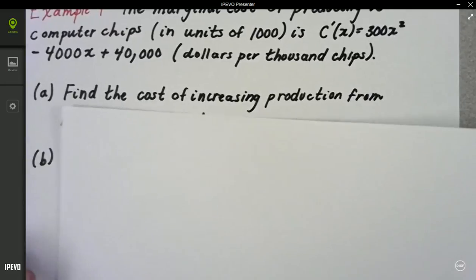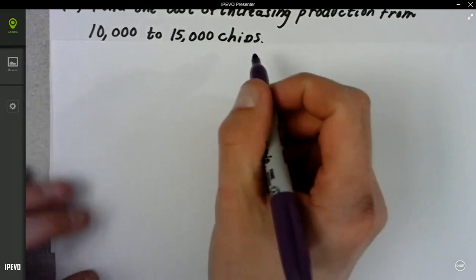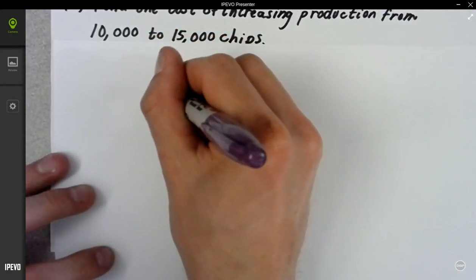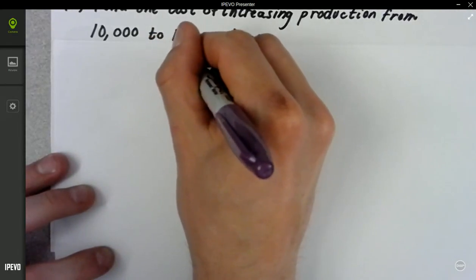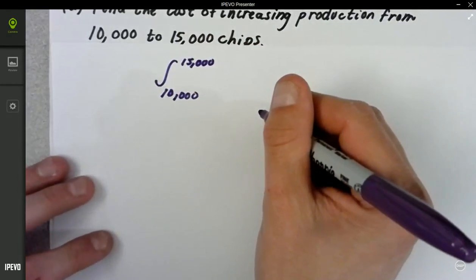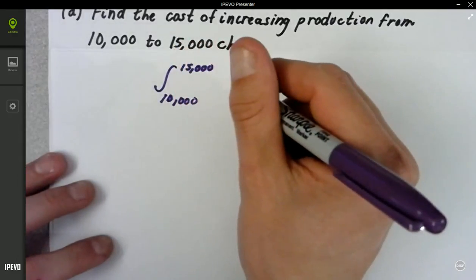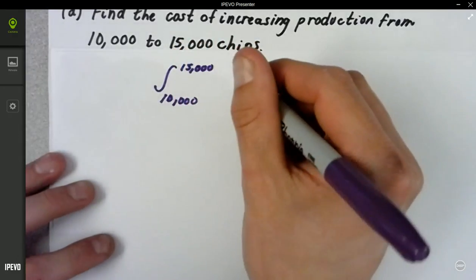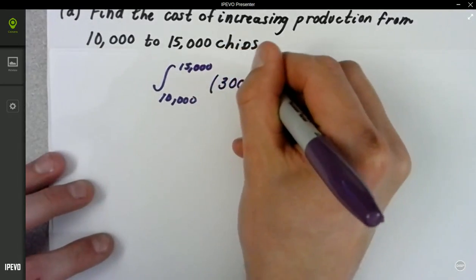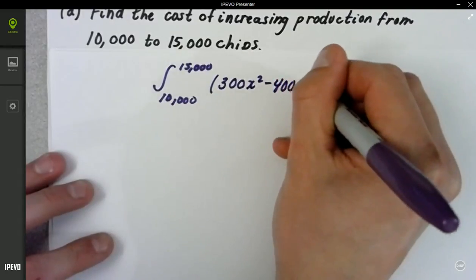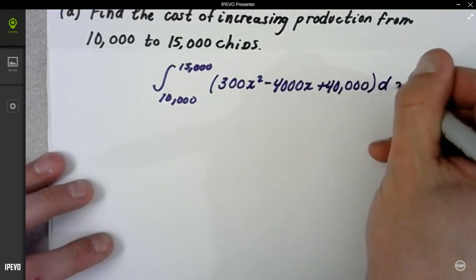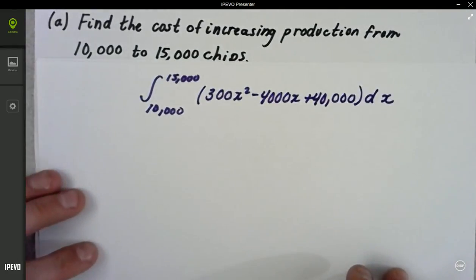Okay, so let's look at part A. Find the cost of increasing production. So the idea here is we're going from 10,000 chips to 15,000 chips. Okay, and we're going to go ahead and integrate our C prime of x function, our marginal cost, which is 300x squared minus 4,000x plus 40,000. Might be good to use Math 9 on this. We're going dx here. Okay, so here's our function setup.